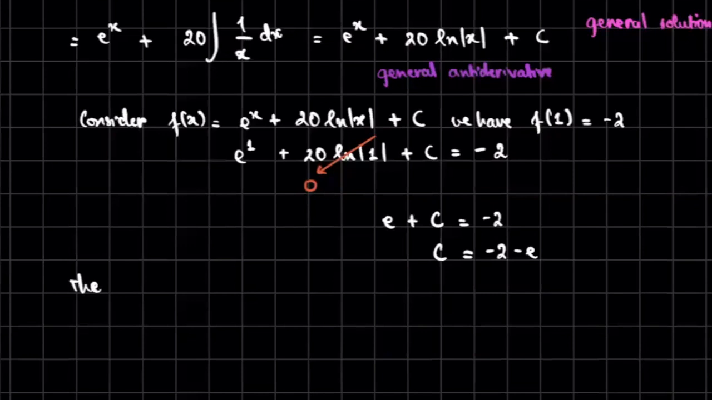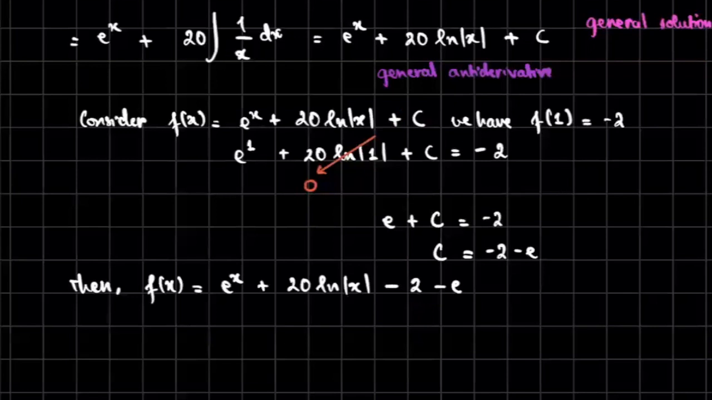Then the function becomes f of x equal to e to the x plus 20 times ln of absolute value of x minus 2 minus e. It is no longer plus c. There is a more specific value for c, that is negative 2 minus e. This solution has a name. This is called the specific solution. It's no longer a general solution. You know the exact value of c, so therefore it's a specific solution.